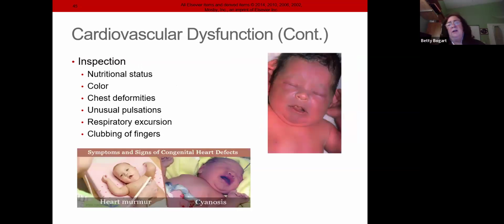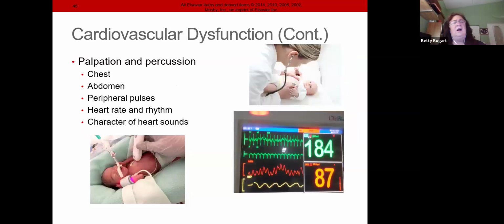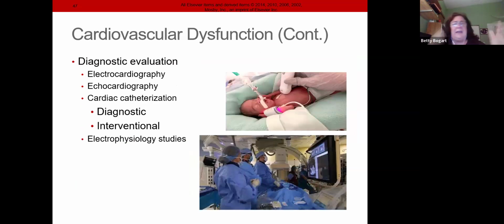When you look at these children, of course, you're going to look at their nutritional status. What's their color? Looking at their chest. Are there any murmurs? We're also going to be putting on an EKG, looking at their rhythm. Is it regular? Is it fast? Is it slow? What does their heart sound like? Is there a murmur going on? And then if we hear any of these things, have any suspicion, they're going to be doing an echocardiogram. Now, the echo shows flow and stuff that's not right.